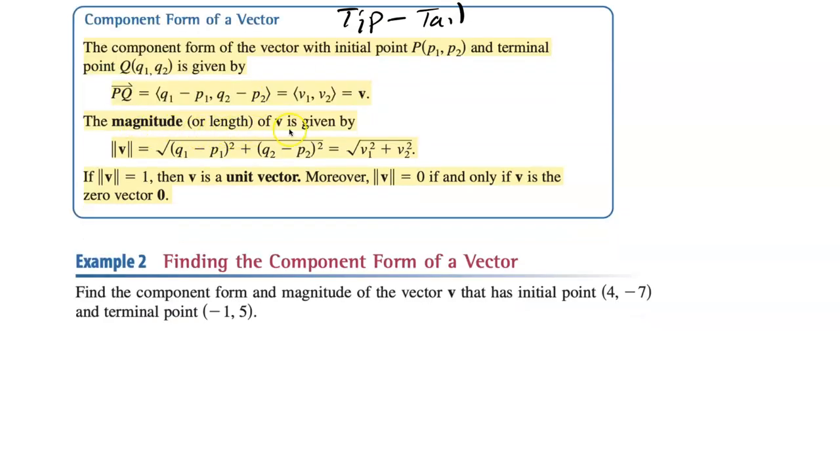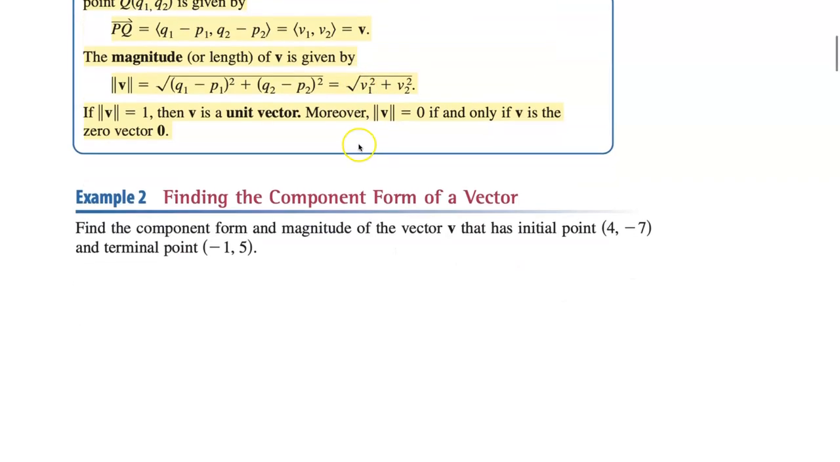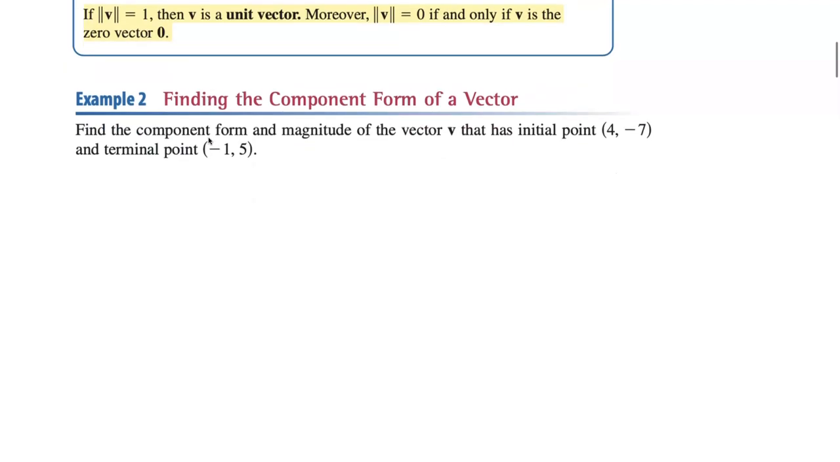The magnitude or length of a vector, you just do the Pythagorean theorem basically. If you have it in component form, you just do Pythagorean around those two components. If the magnitude equals 1, we call that a unit vector. And if the magnitude equals 0, then that has to be a zero vector. Okay, so let's do an example.